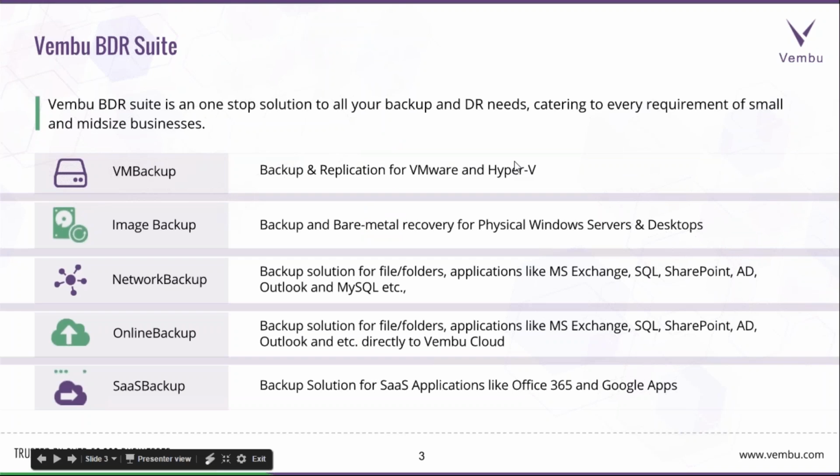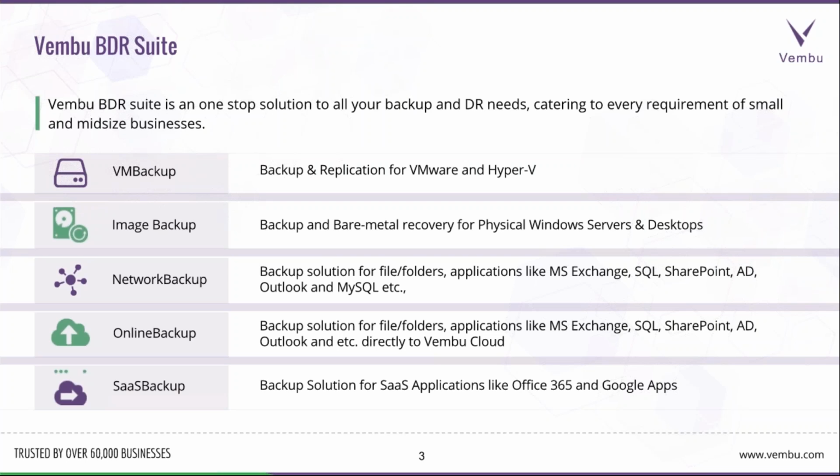Vembu Media Suite is a one-stop solution for all your backup and disaster recovery needs, catering to the requirements of small and medium-sized businesses. It has a group of products bundled together. They are Vembu VMBackup, which is used for the backup and replication of VMware and Hyper-V; Vembu Image Backup, which helps to do the backup and bare metal recovery of physical Windows servers and desktops; and Vembu Network Backup, using which you can do granular file and folder level backups and backup of applications like MS Exchange, SQL, SharePoint, Active Directory, Outlook, MySQL, etc.